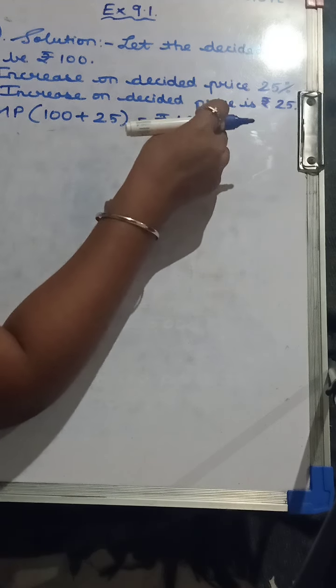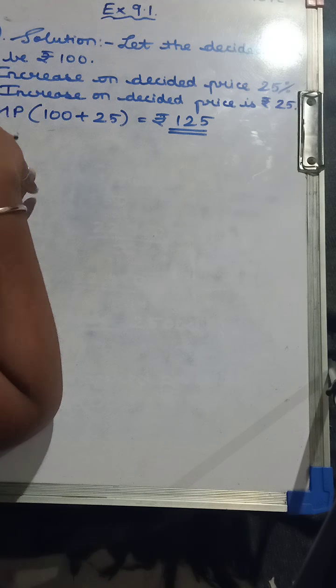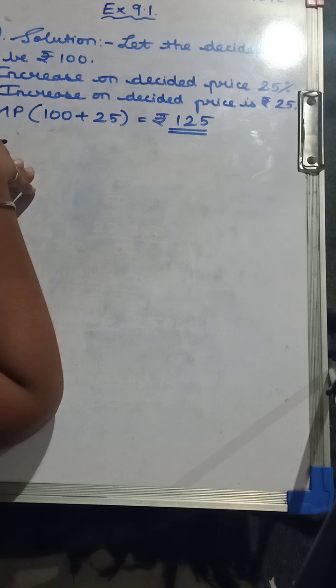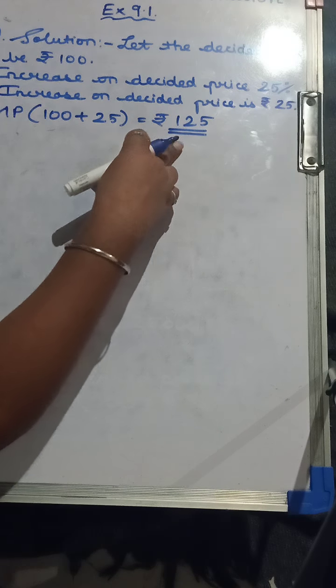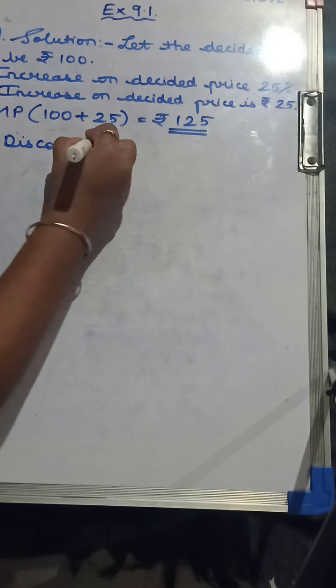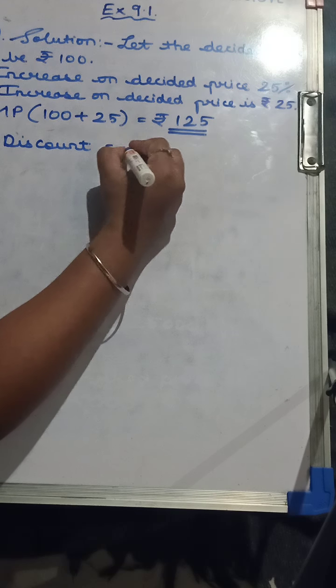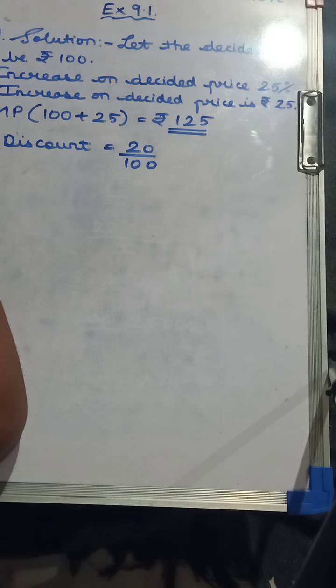Okay. Now on this price that is there, that is 125, he is again given a discount. If you see the question once again, while selling the item, he offers 20% discount. That means again he is offering a discount of 20% on this particular item. So discount is equal to 20 upon 100. Why have I taken 20 upon 100?